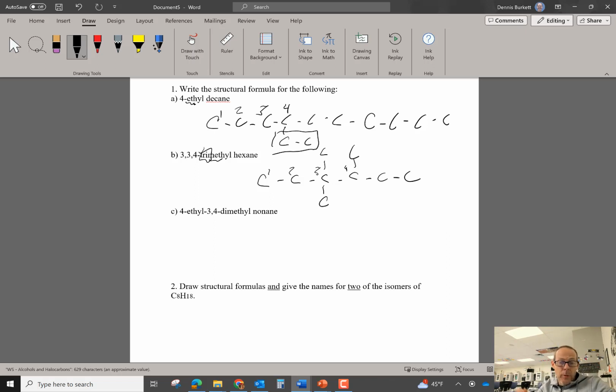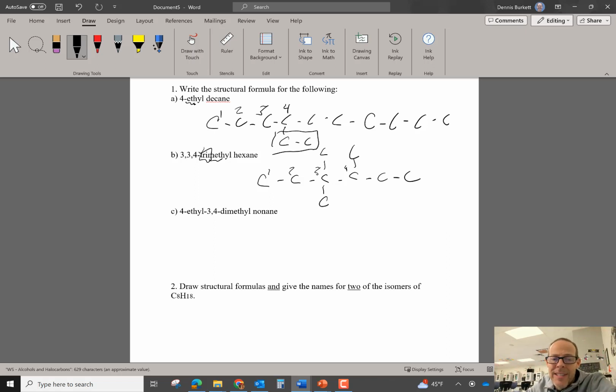Next, 4-ethyl 3,4-dimethyl nonane. Whoa, there's so much stuff going on. Just take it piece by piece. I wish I had my hand, I would cover up everything but the nonane. Just start with the last word, okay? So pretend put your hand up to your eye, look at the board, and just look at the nonane, okay?